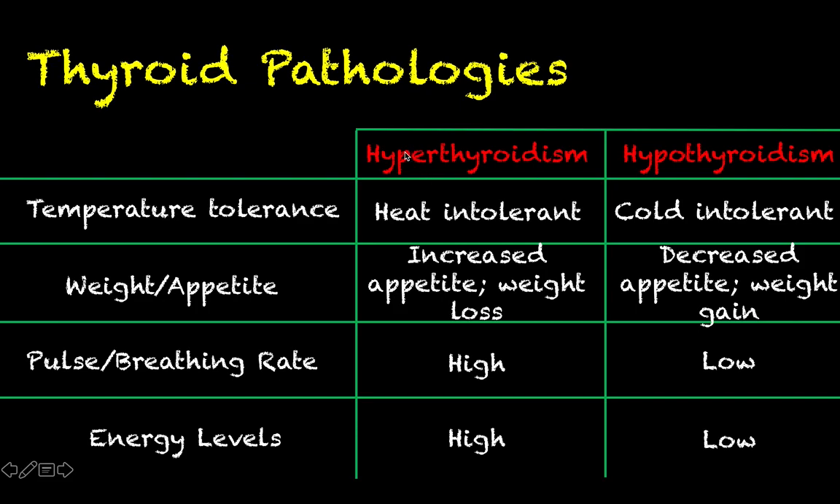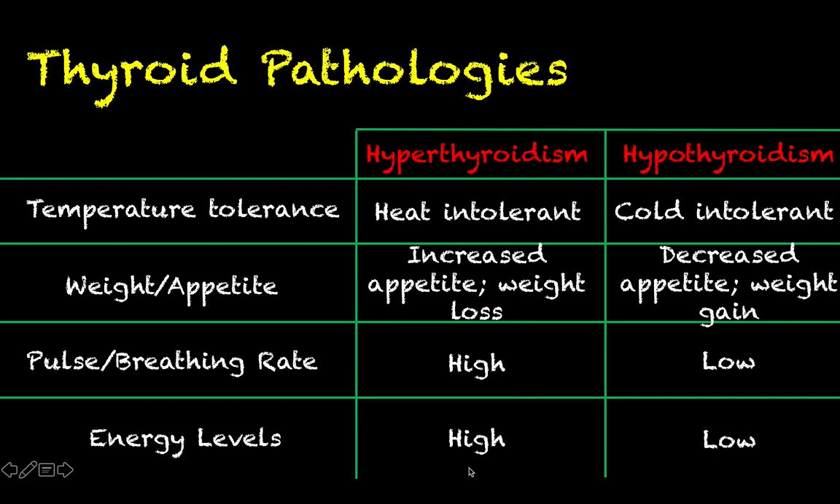So if you look under hyperthyroidism, you can see that a person who has too much thyroid hormone is going to be feeling hot all the time. They're going to have an increased appetite and they'll be losing weight even though they're not trying to. Their pulse and breathing rate will be high. Their energy levels will be high.